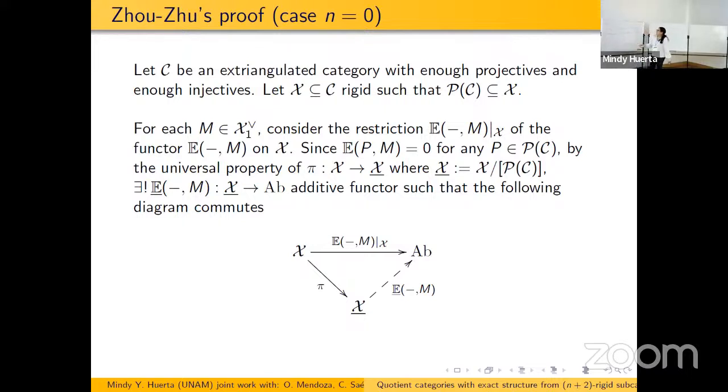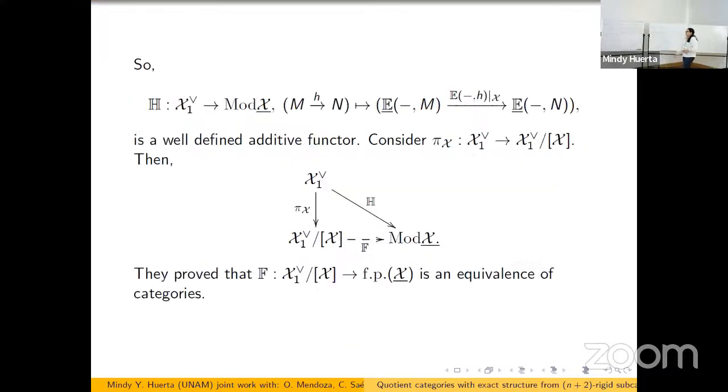This is the stable category of X, and pi has a nice universal property. For example, if you take P, a projective element in your category, this abelian group vanishes. So by using the universal property of pi, you can construct a contravariant functor from this stable category to abelian groups. In short, for every element here, we can construct a contravariant functor from this stable category to abelian groups. Later, they use the previous construction to build another functor, in this case from this category to the category of right modules. Right modules here means contravariant functors from this stable category to abelian groups.